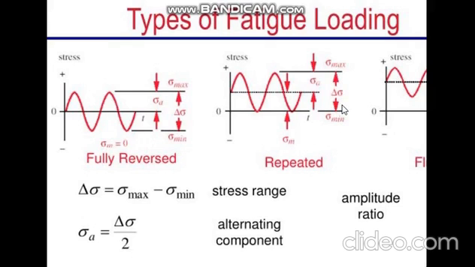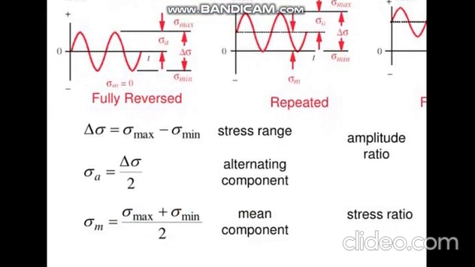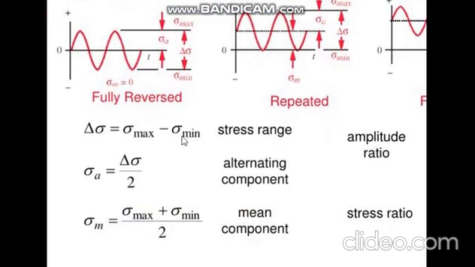So the delta sigma is given here. Delta sigma is sigma maximum minus sigma minimum, and this is called the stress range. We need not bother about the alternating component. The mean component, sigma m, that is mean, is equal to sigma maximum plus sigma minimum by 2.